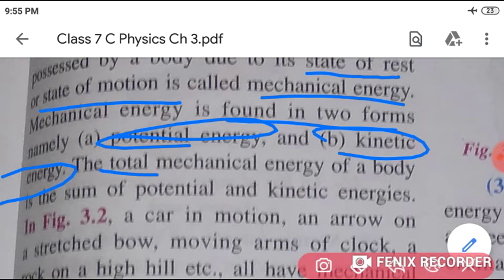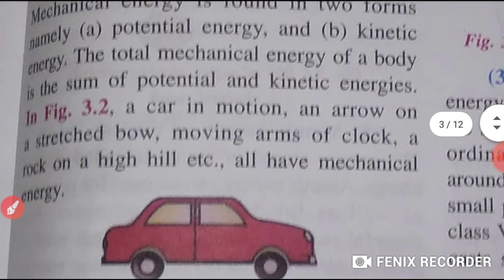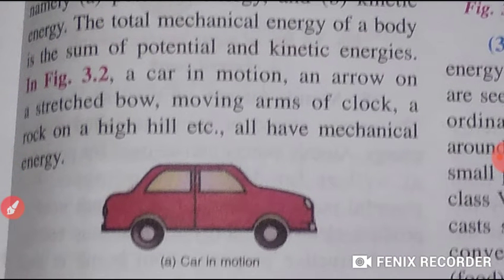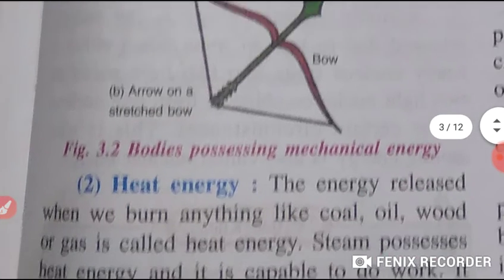The total mechanical energy of a body is what? The sum of potential and kinetic energy. Here are some examples of mechanical energy: a car in motion, an arrow on a stretched bow, moving arms of a clock, and a rock on a high hill. These all are examples of mechanical energy.